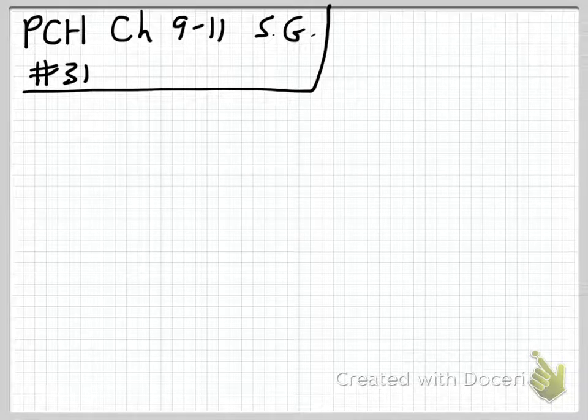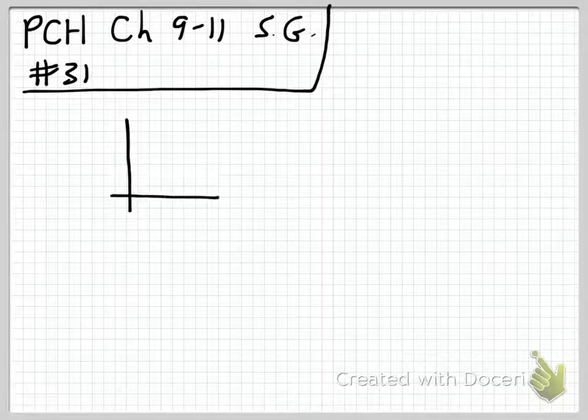Problem number 31 says that two forces act upon an object. We have this one force, and it says 25 and 40 pounds act on an object. The force of 40 pounds acts along the positive x-axis, and so we're going to take this 40, and that's going to go along the positive x-axis.